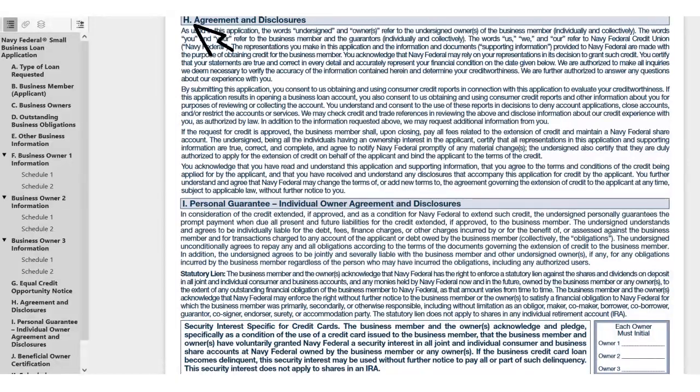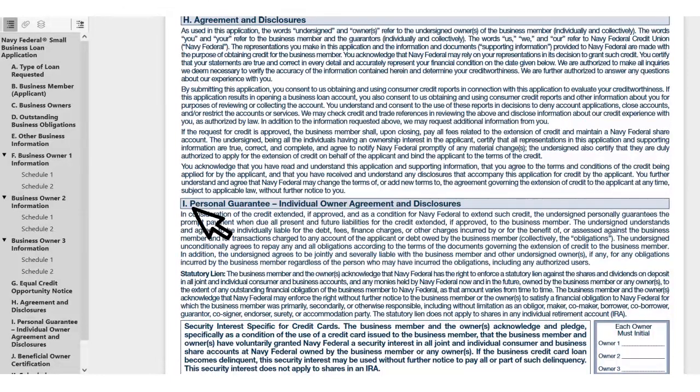Section H here, we have agreement and disclosures. This is just legalese that you can read, you can peruse on a Saturday afternoon or Sunday afternoon if you have the time. If not, just have a lawyer read this. And Section I, this is a personal guarantee. So this is the individual owner agreements and disclosures.